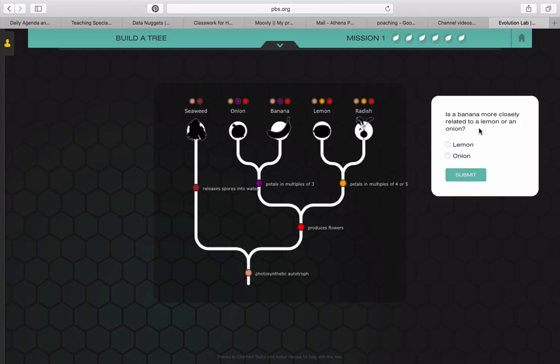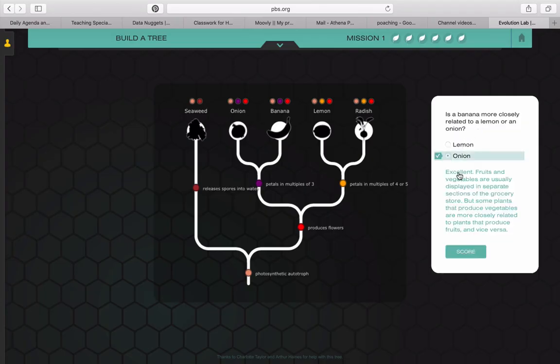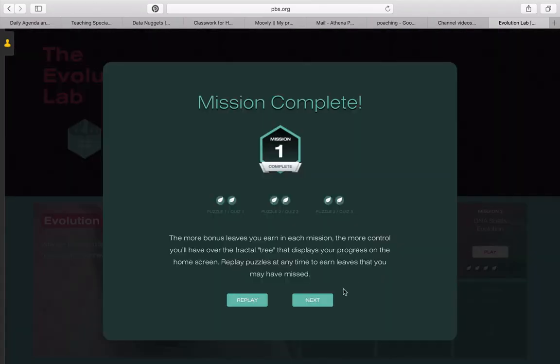So is a banana more closely related to a lemon or an onion? The answer is an onion, which surprises a lot of people. All right, so that's it for mission 1.